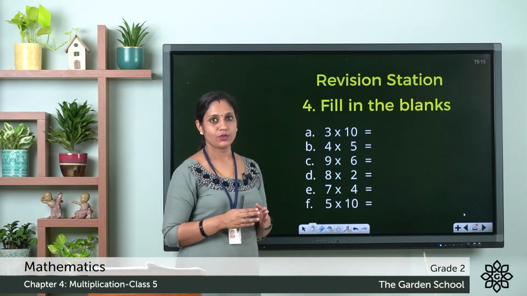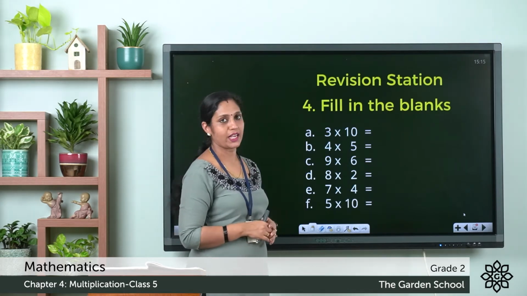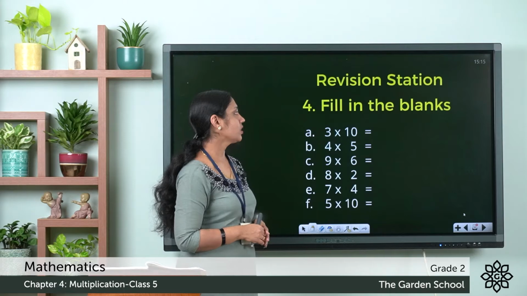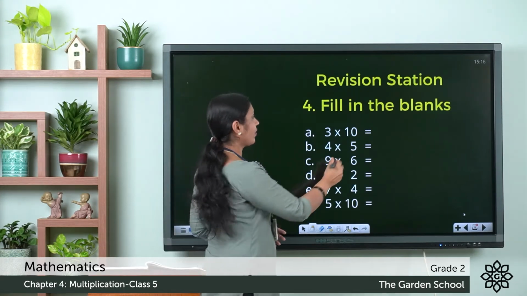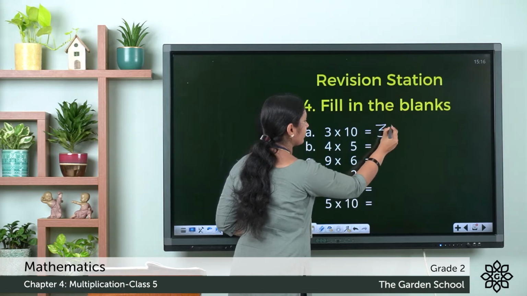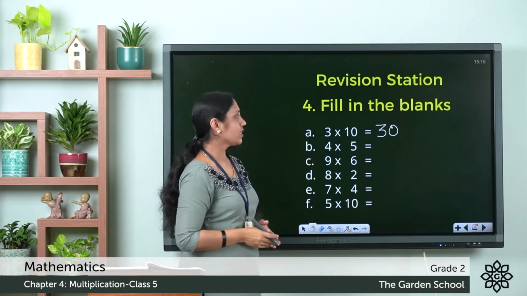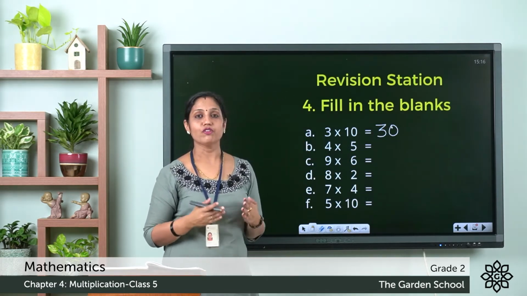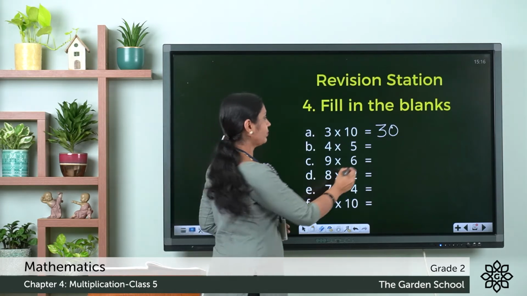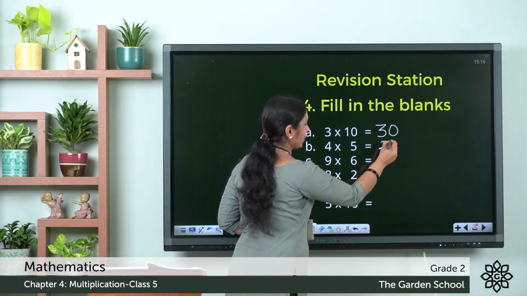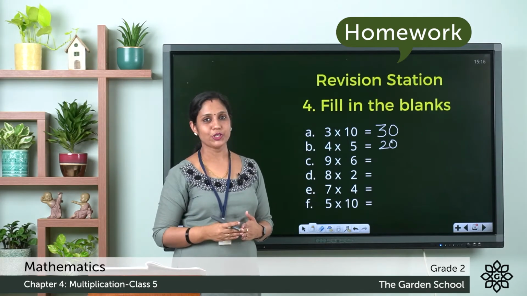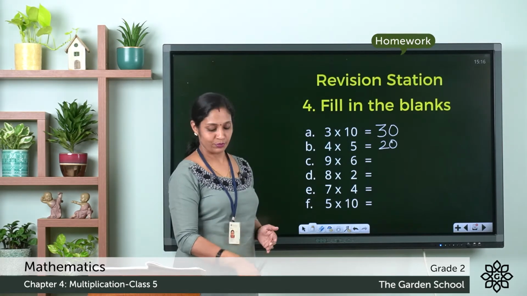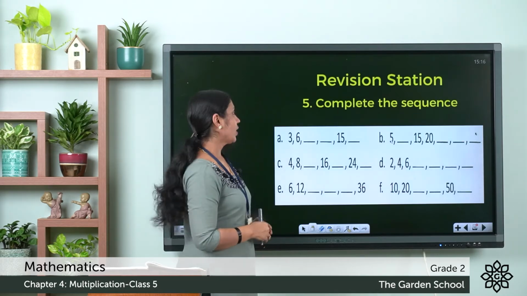Next, here you can see fill in the blanks. The first one, it is 3 into 10. So 3 tens are, you know it is 30. So you can write 30 here. The next question is 4 into 5 and 4 fives are 20. Similarly, you can complete all these exercises, but be sure that you are thorough with the tables.